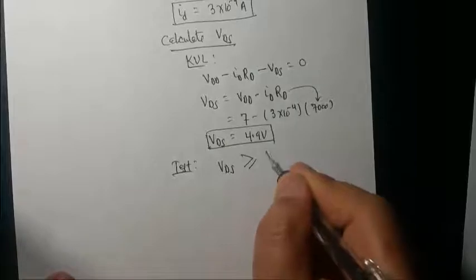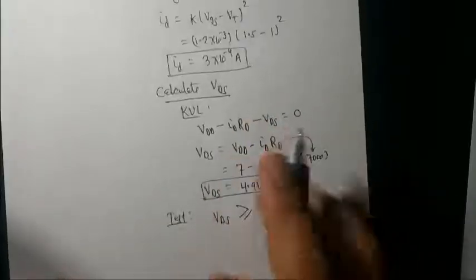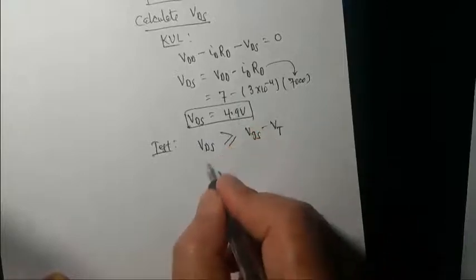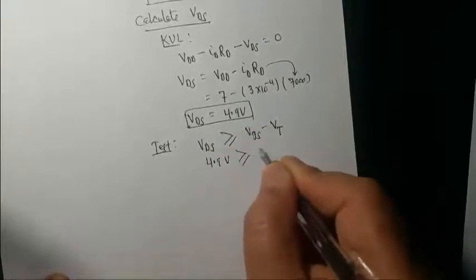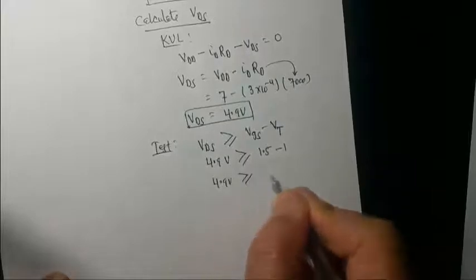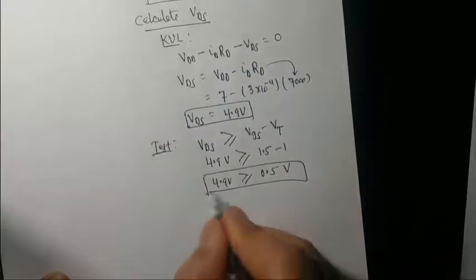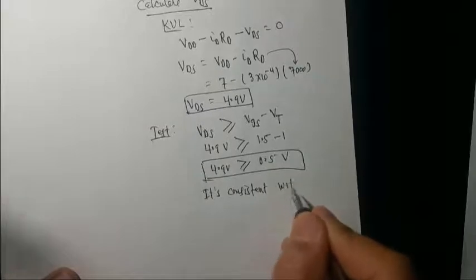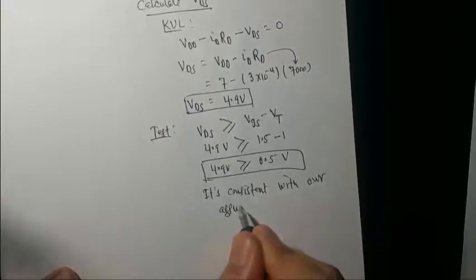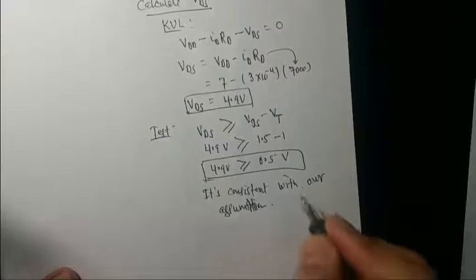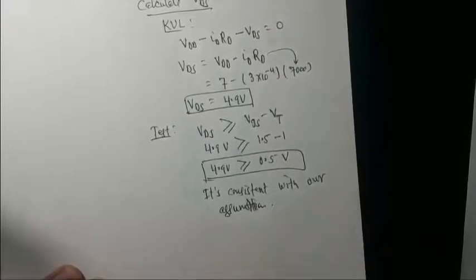Let's see if VDS satisfies this condition or not, because we calculated the drain current by assuming that this is in the saturation region. So VDS we have calculated as 4.9 volts. VGS is 1.5 volts, minus 1. So 4.9 volts is greater than or equal to 0.5. So this satisfies. It is consistent with our assumption that the transistor is in the saturation region. Okay, so that's your answer.